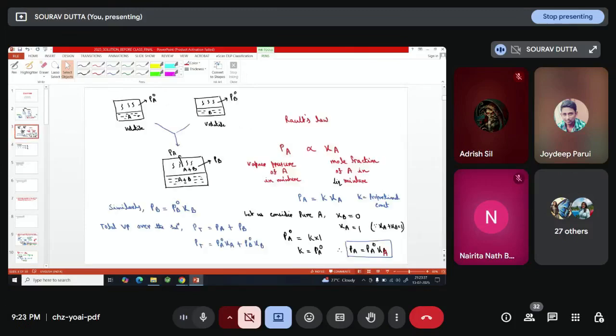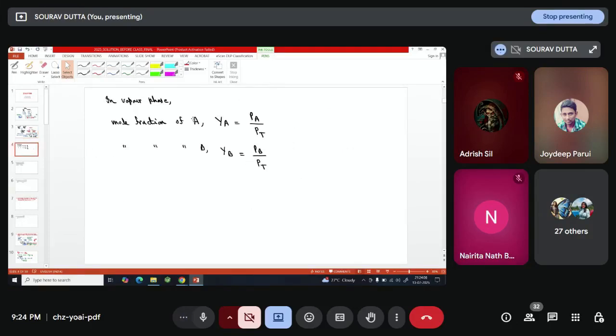phase, in this case PA equals PA naught into XA, PB equals PB naught into XB, that is the Raoult's law. These XA and XB are the mole fraction of A and B in the liquid mixture. But now you want to find out some portion of A and B also present in the vapor phase. So you want to calculate the mole fraction of A and B in the vapor phase. You cannot calculate this using Raoult's law. Then you have to use the corresponding Dalton's law.